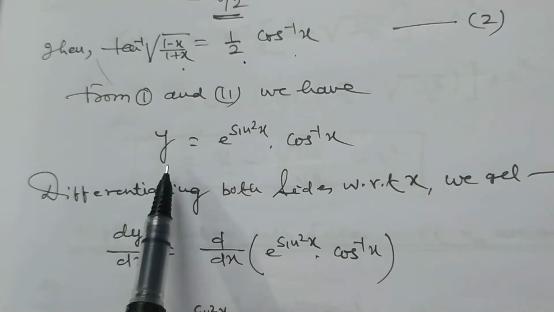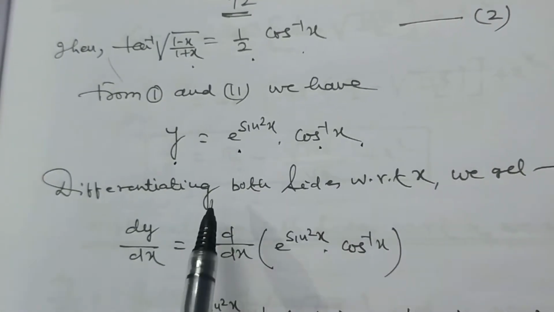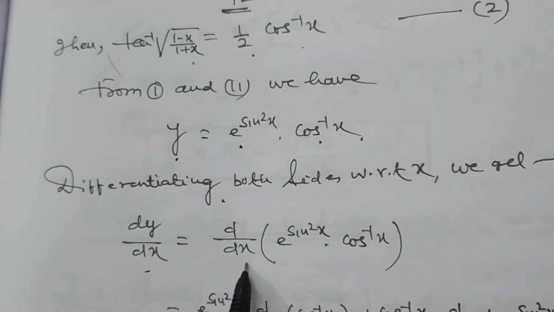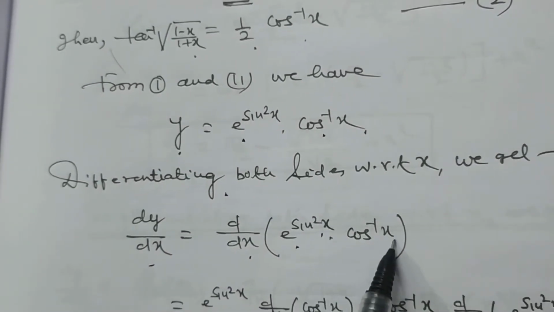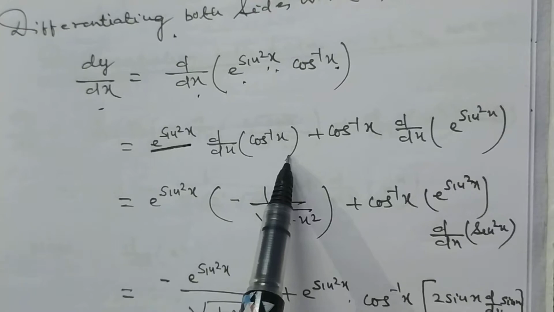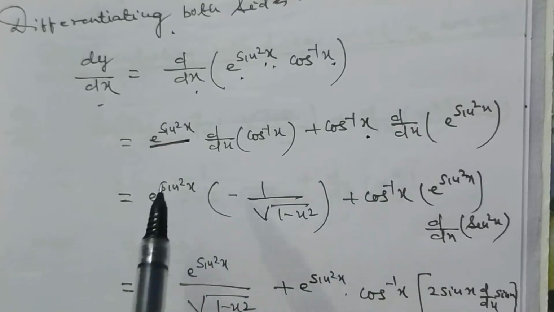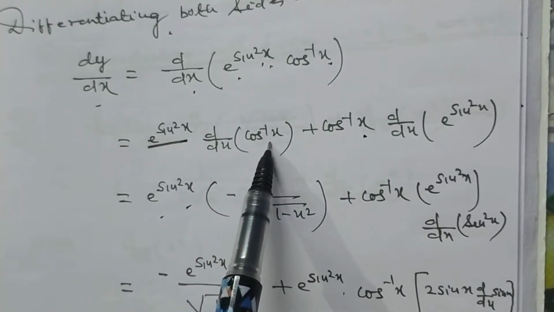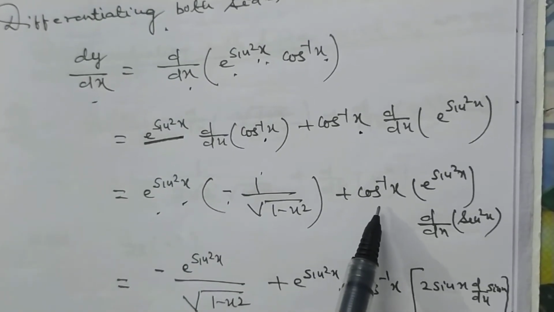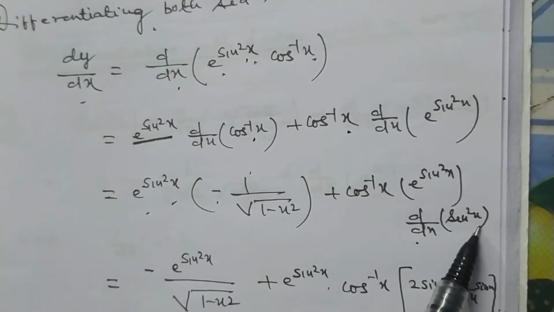So now from the first and second, we have y is equal to e to the power sin square x into cos inverse x. Differentiating both sides with respect to x, we get dy by dx is equal to d by dx of e to the power sin square x into cos inverse x. This is e to the power sin square x d by dx of cos inverse x, plus cos inverse x d by dx of e to the power sin square x. And d by dx of cos inverse x is minus 1 over root over 1 minus x square.